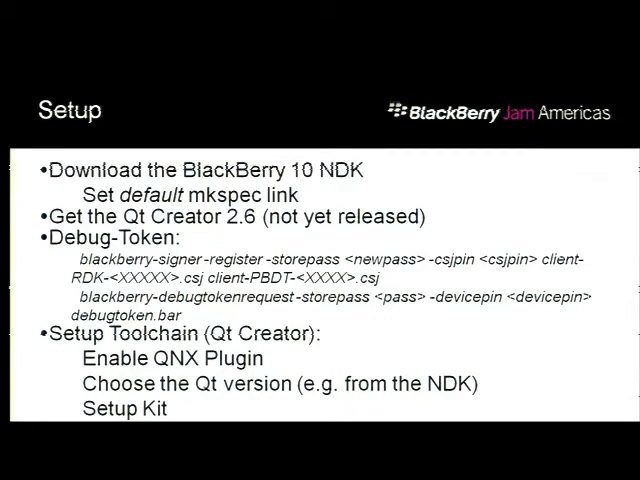So 2.6 introduces something called a kit, which is basically a combination of a Qt for the platform, the tools, and the device, so that you can easily manage multiple versions across multiple OSs, across multiple devices, which is actually quite nice. So you can have a kit configured for your PlayBook or for your Dev Alpha, and have those in parallel without having to switch.